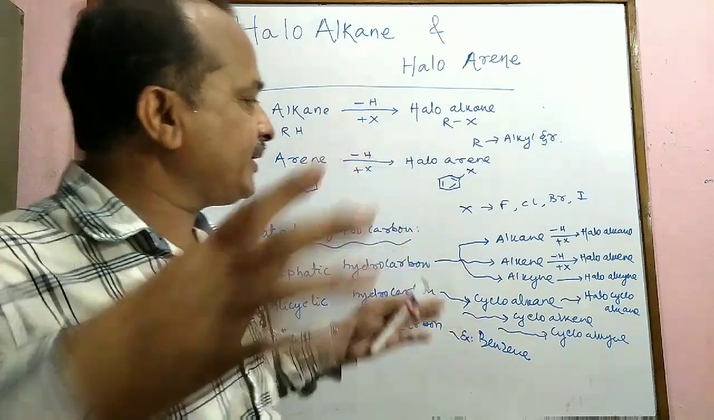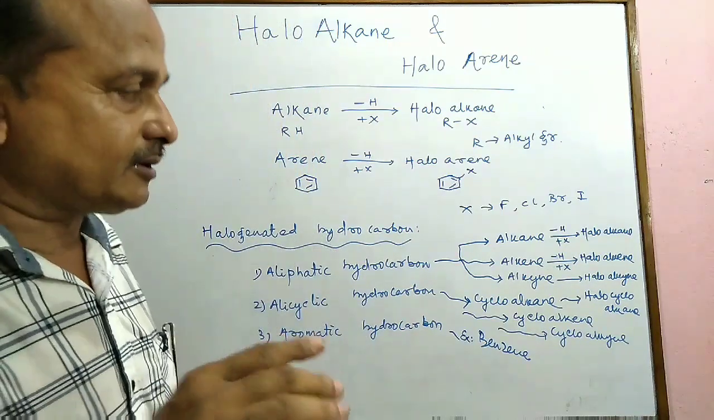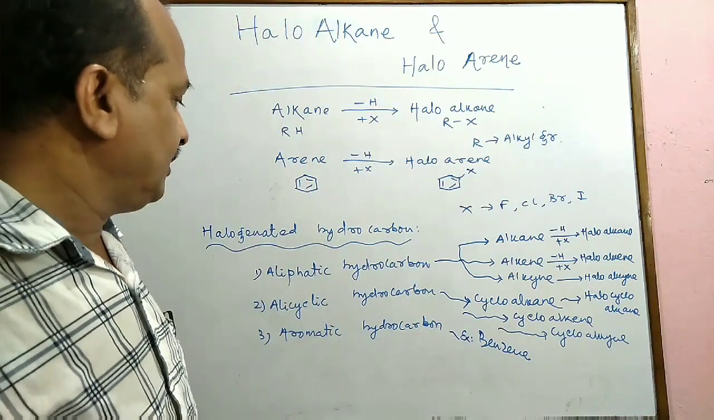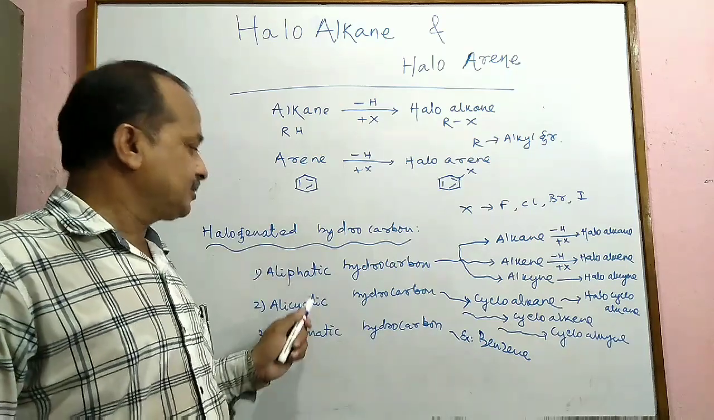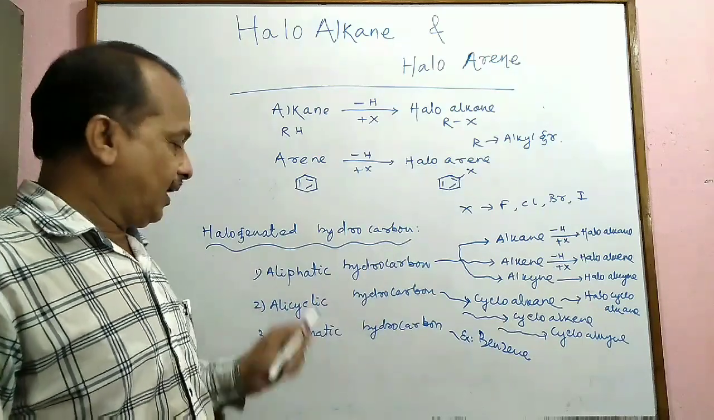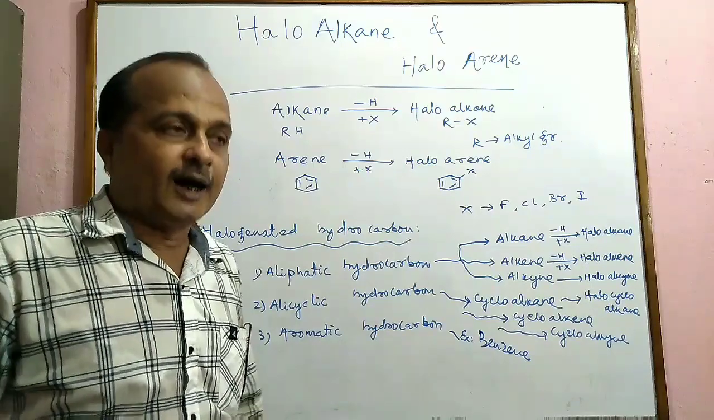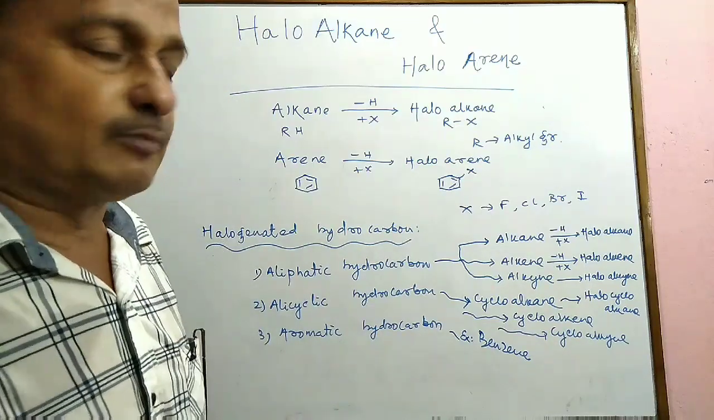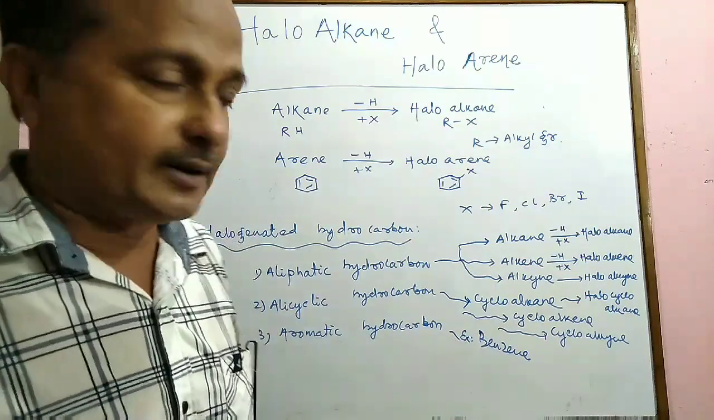There are many types of hydrocarbons, classified on the basis of their carbon chain. Let us discuss the three types of hydrocarbons on the basis of carbon chain, that is aliphatic hydrocarbons, alicyclic hydrocarbons and aromatic hydrocarbons. Aliphatic hydrocarbon is nothing but the open chain hydrocarbon. The terminal carbon atoms are not joined.